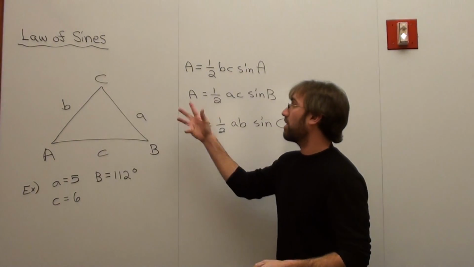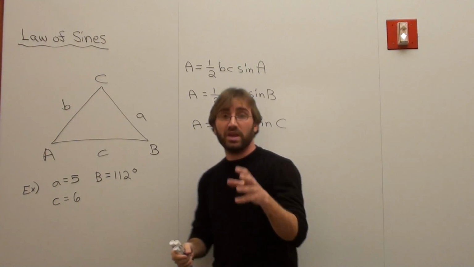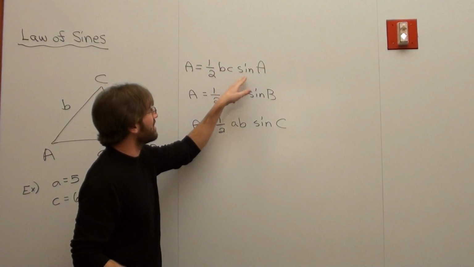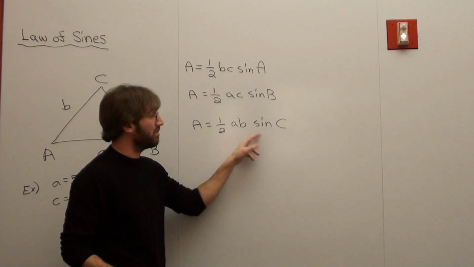Hello again. This is actually part of the law of sines, finding the area of a triangle using these three formulas. Area equals 1/2 BC sine of A, area equals 1/2 AC sine of B, area equals 1/2 AB sine of C.